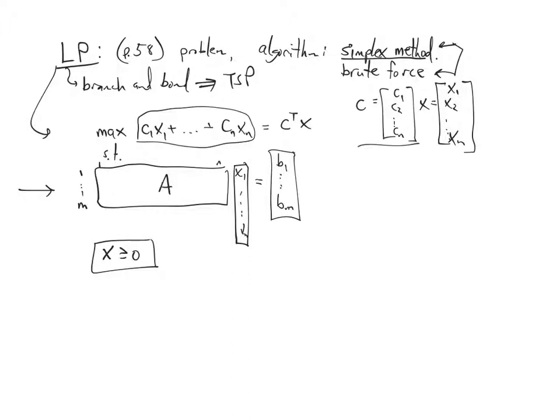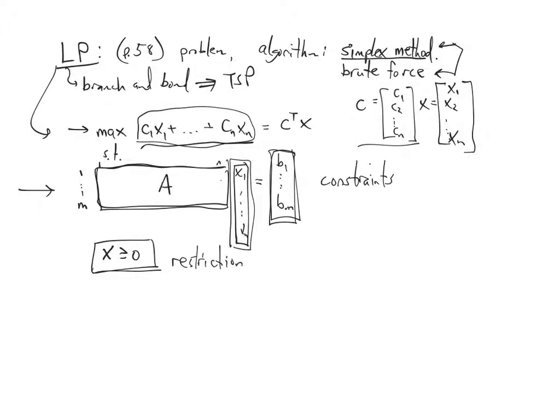Otherwise, we'd just have infinitely many solutions, and we'd almost always be able to achieve positive infinity for the objective function. So this is called the objective function. These are called the decision variables. This is called, very creatively, the right-hand side vector. This is called the coefficient matrix. Some of the terminology: these equations are called constraints, and the x greater than or equal to 0 are called restrictions. It's important to realize that the restrictions are the only thing in here that's not a strict equality.